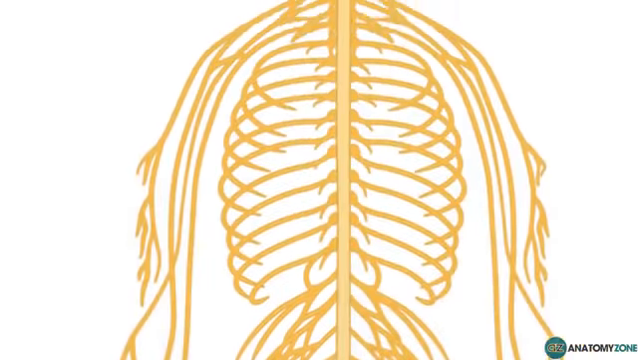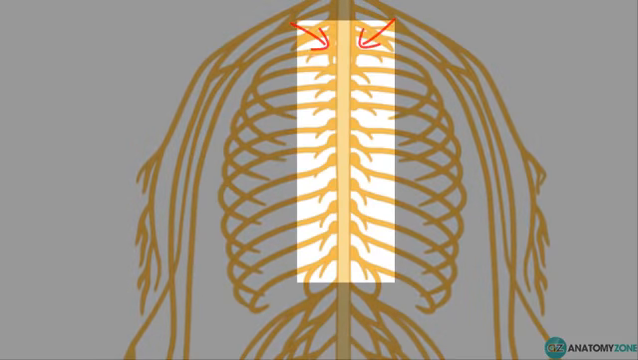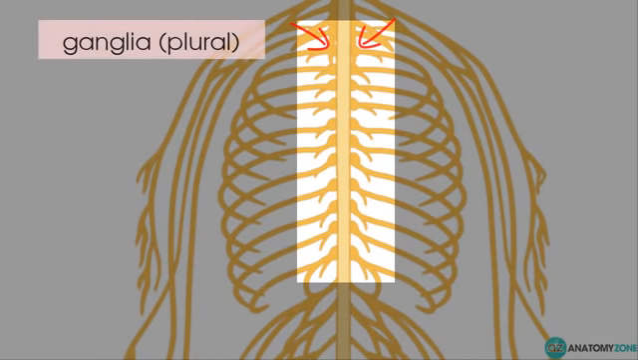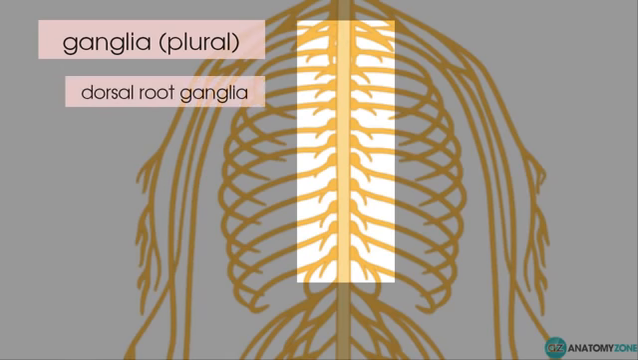And if you look to the side of the spinal cord, you can see these round-shaped structures. These are the ganglia. These ganglia are collections of nerve cell bodies of the nerves from the peripheral nervous system. Examples of these are the dorsal root ganglia and autonomic ganglia.